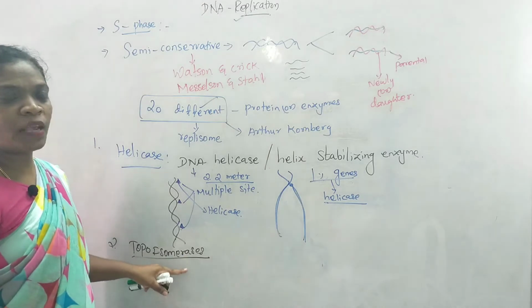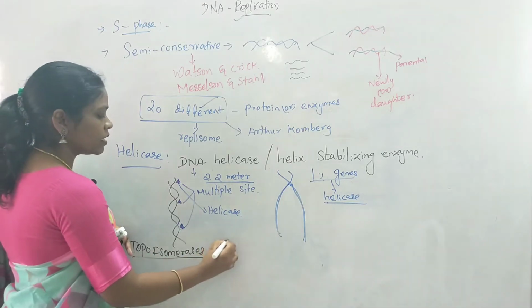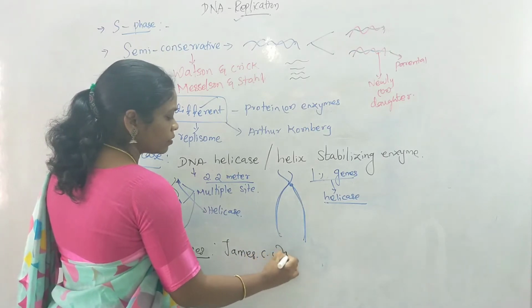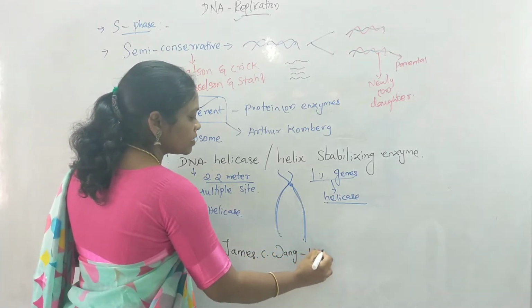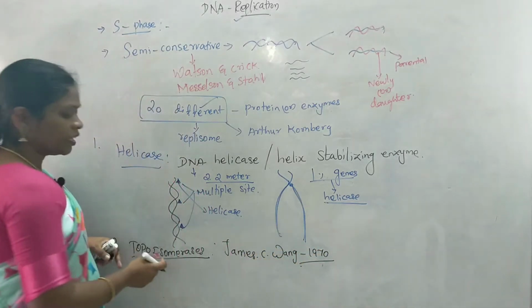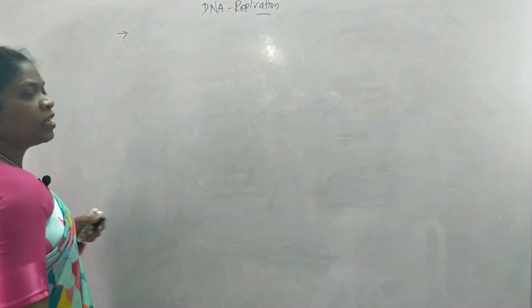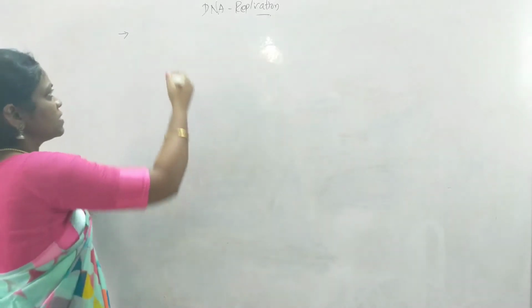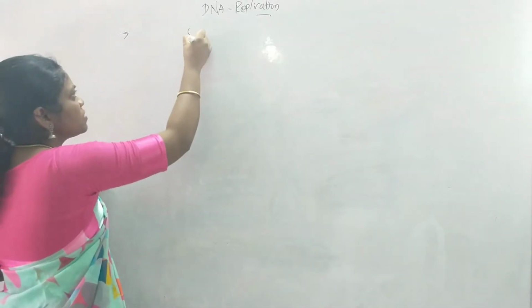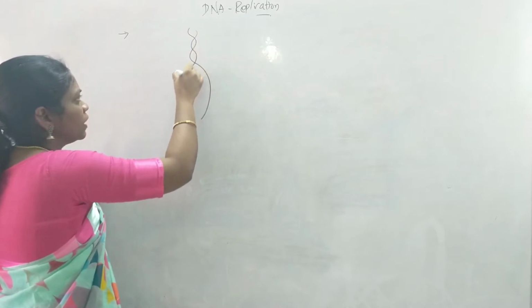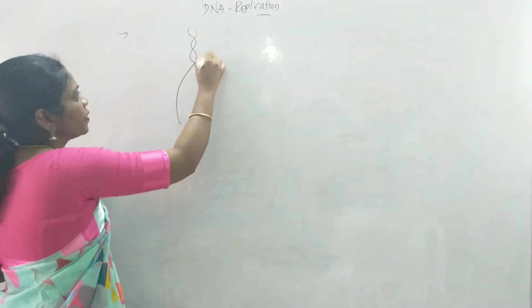These enzymes were identified by James C. Wang in the year 1970. He identified, or discovered, topoisomerases. What is the function of topoisomerase enzyme? Imagine this strand has been unwound because of the enzyme helicase.